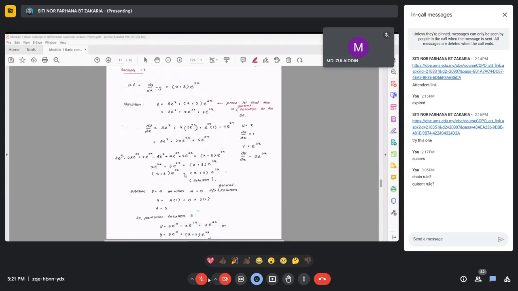Sai, apa yang kena buat? Okay, so you need to differentiate. You differentiate this equation. Sorry, you differentiate the solution given.